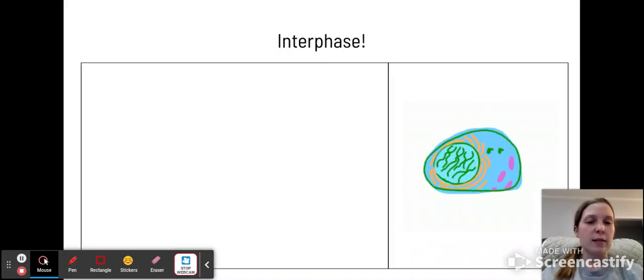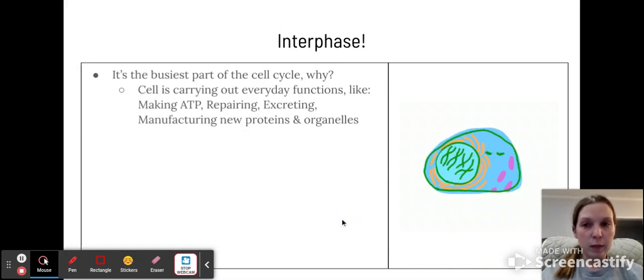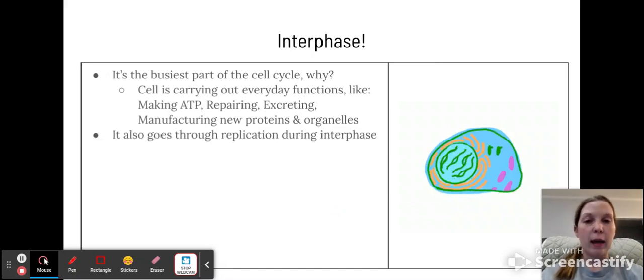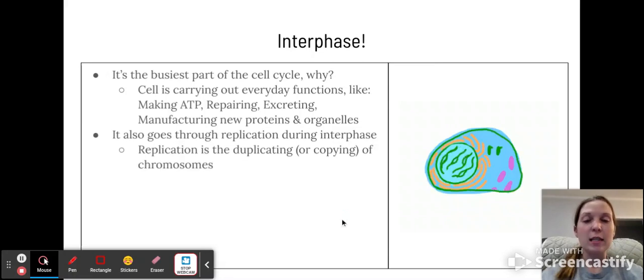So let's talk about, like I said, the one phase that the cells spend the most time in, and that is interphase. It's the busiest part of the cell cycle, and that's because the cells are doing all of their daily functions that we need them to do to survive. They're making energy in ATP, they're repairing themselves in other parts of the body, they're excreting waste, and they're manufacturing new proteins and organelles. It also goes through replication during interphase. And the replication is the duplicating or copying of your chromosomes.